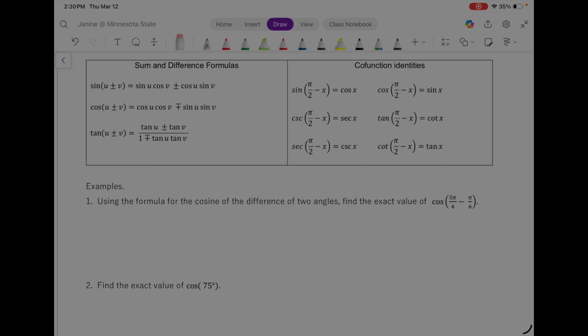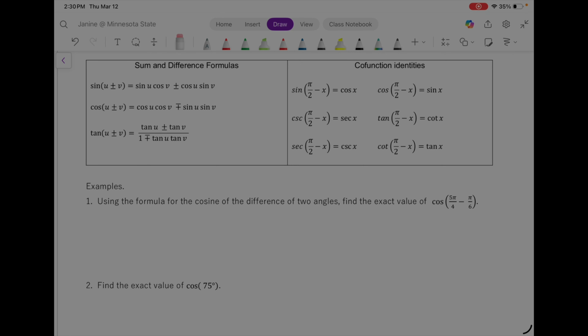Without a calculator, I don't know what the cosine of 75 degrees is. The unit circle that we have learned has 30-degree increments on it and 45-degree increments on it. So 30, 60, 90, right? 45, 90, 135, and so on and so forth. So because I don't know cosine of 75, this problem is a challenge.